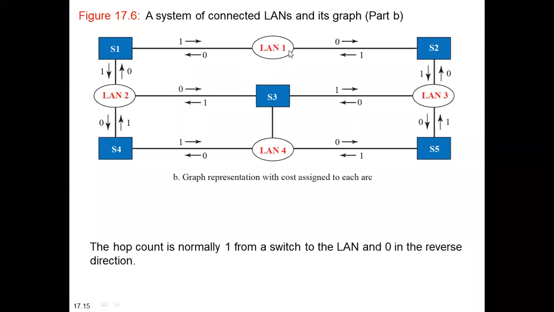Similarly, here you can observe from LAN to switch 2, hop count is 0. From switch 2 to LAN 1, hop count is 1. Similarly, for switch 2 to LAN 3, like that. Switch to LAN 1, LAN to switch, it is 0. So all this setup, you have to write the hop count now. This is the first step. Okay, is that clear? You can verify the other segments also.